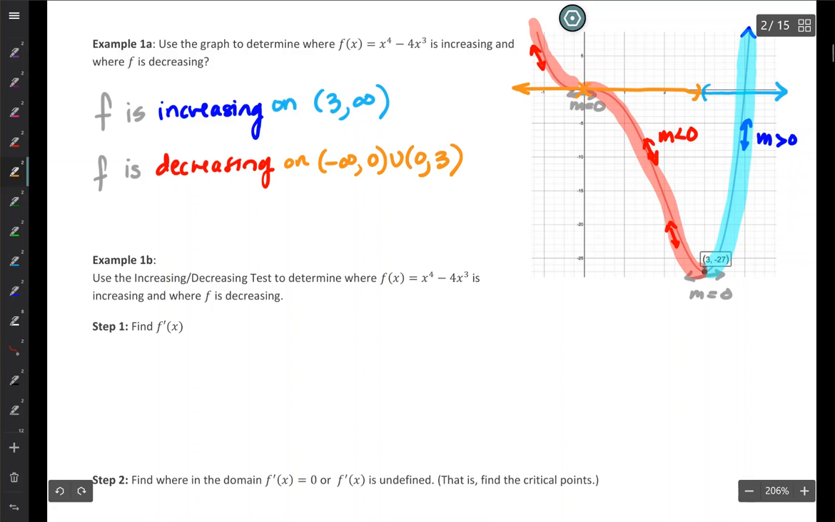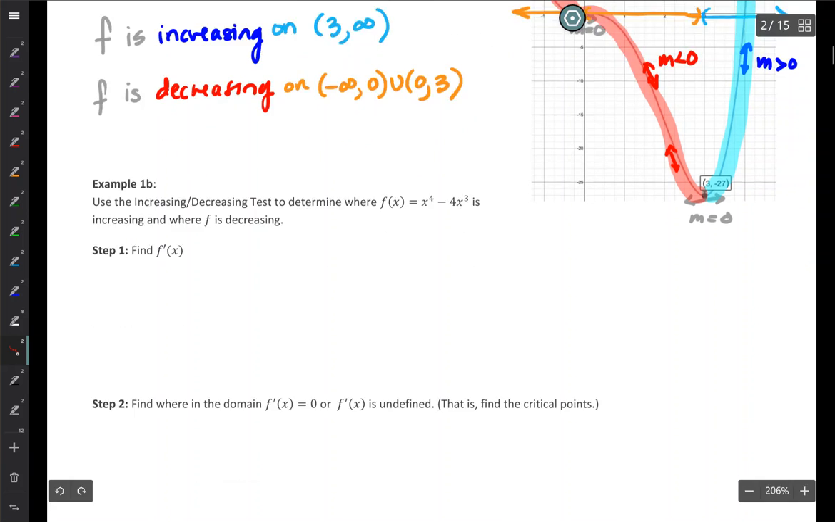All right, so if we have the picture, we can answer this question, but if we don't have the picture, we're going to want to take a derivative. We're going to use the increasing decreasing test. We're going to take a derivative, find out where that derivative is either 0 or undefined. That partitions up the domain into areas where there's only one of two options left. The derivative is either positive or it's negative. And where the derivative is positive, the function must be increasing. Where the derivative is negative, the function must be decreasing. Let's go ahead and do it.